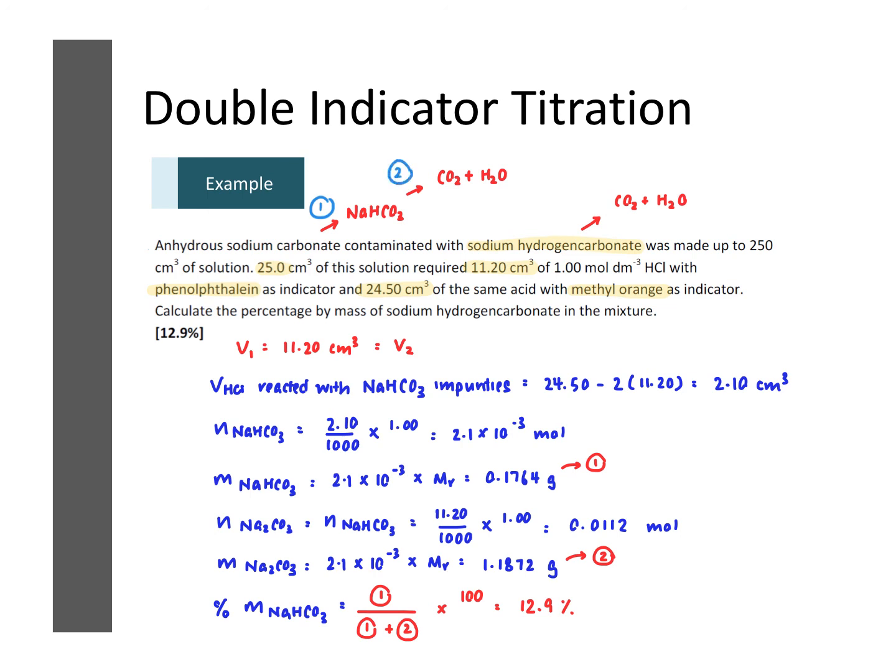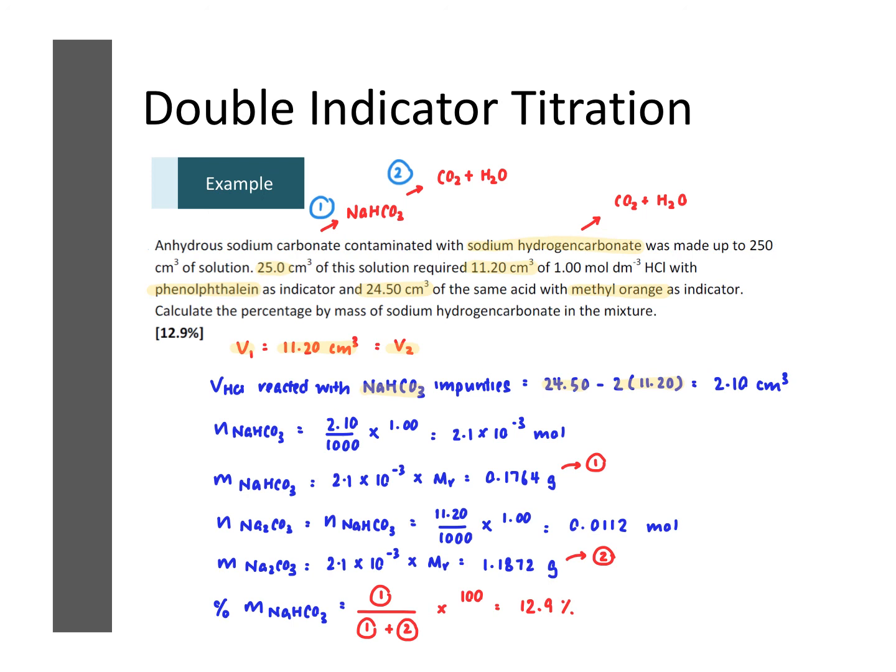It also includes the volume of acid required to react with your sodium hydrogen carbonate impurities. So as discussed earlier, I hope you can see that 11.2, the endpoint with phenolphthalein, would therefore represent V1. And we have learned that V1 is equal to V2. So to find the volume of acid reacted with your sodium hydrogen carbonate impurities, we would take the total titer value minus 2 times V1 or 2 times V2.